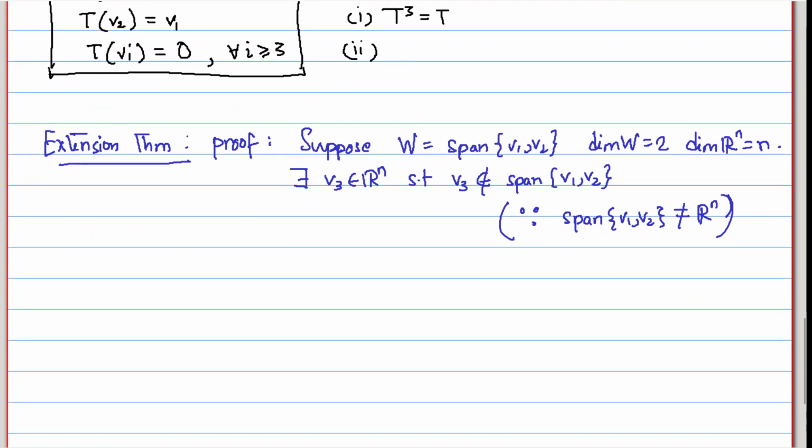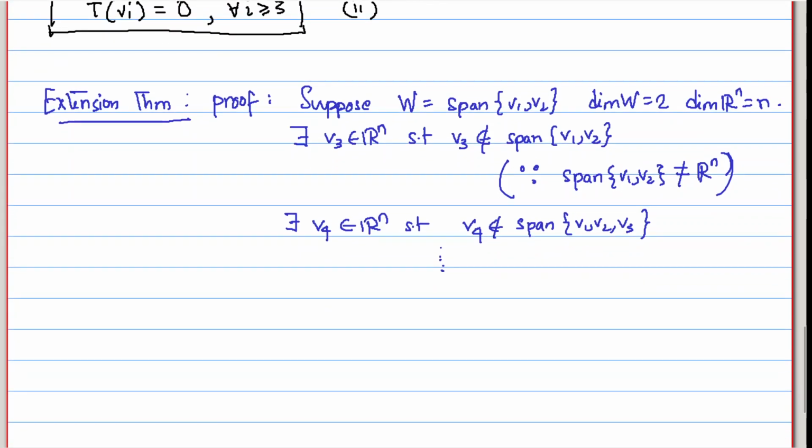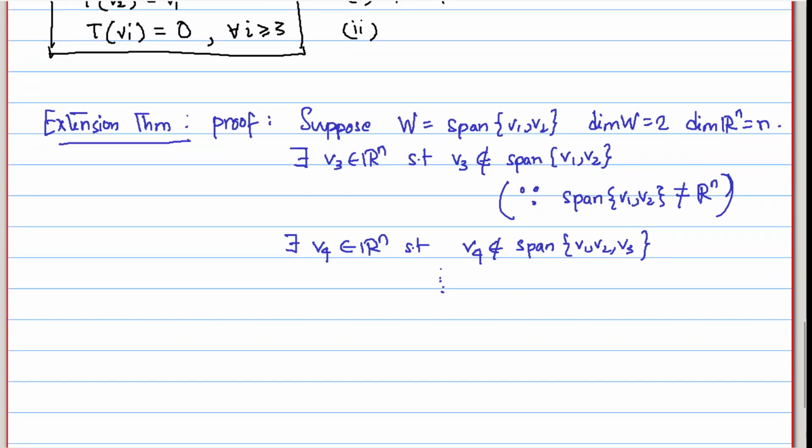So now again we can say there exists v4 in Rn such that v4 is not in the span of v1 comma v2 comma v3, right? Why? Because the span has dimension 3, right? And so on. We can go on until we get some vn. Actually, we don't even need the idea of dimension here. Okay.